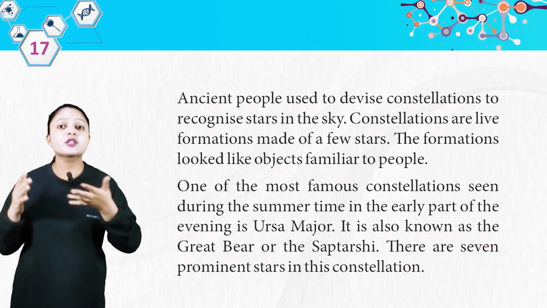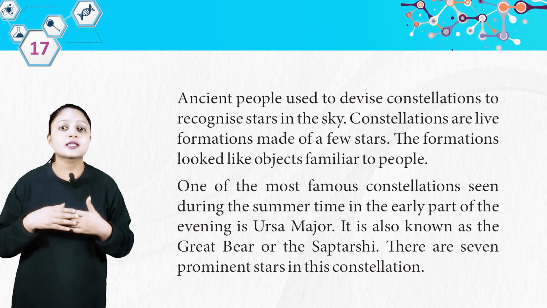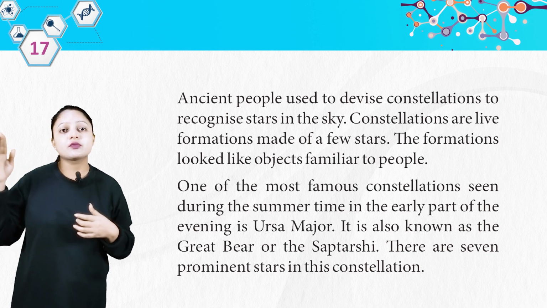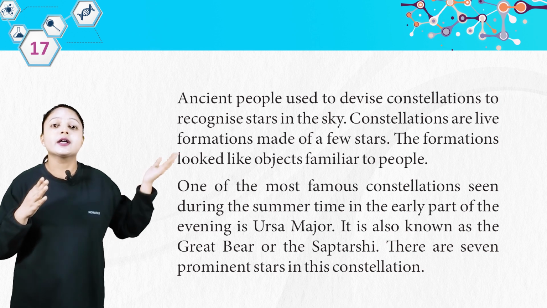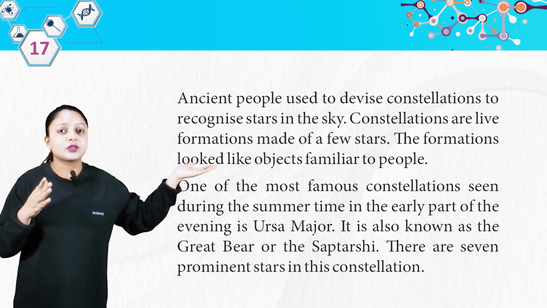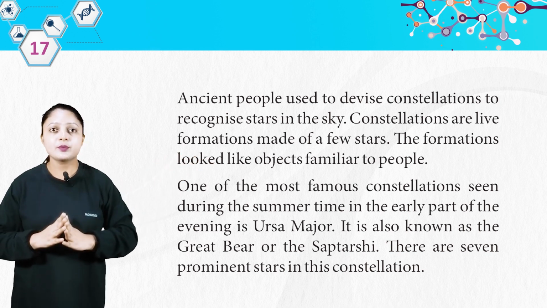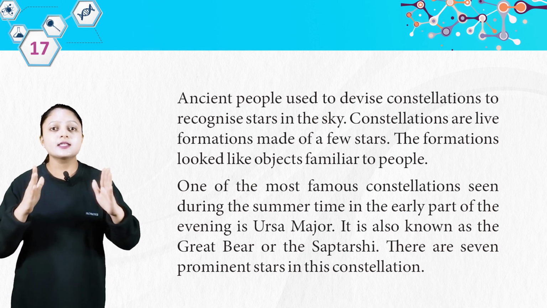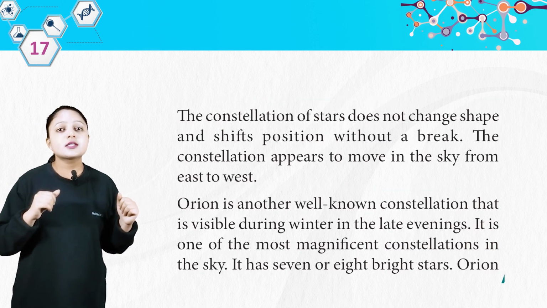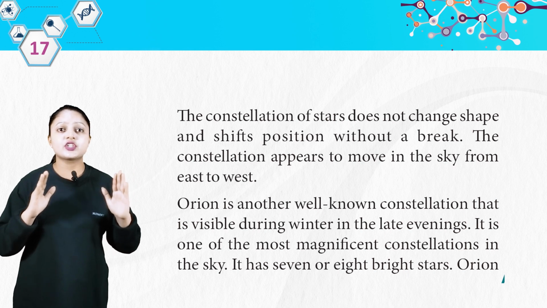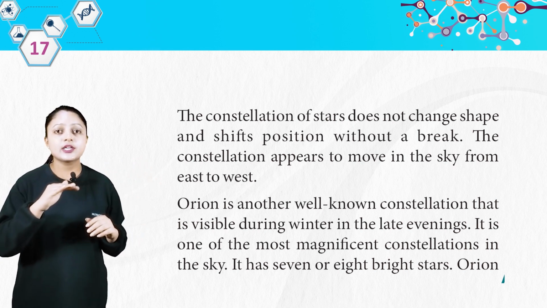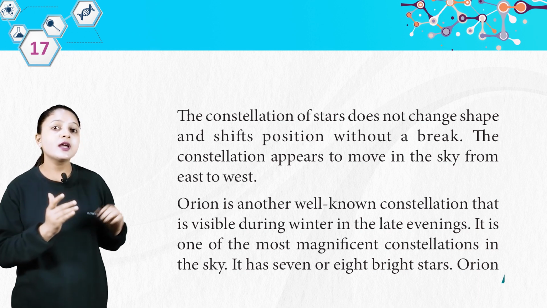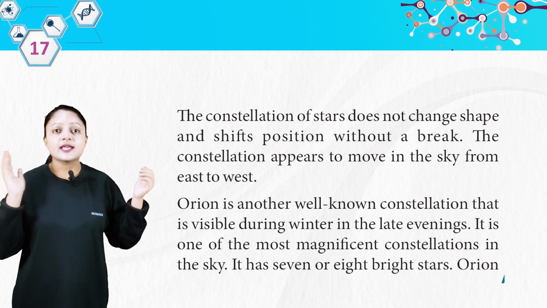One of the most famous constellations seen during the summer time in the early part of the evening is Ursa Major. It is also known as the Great Bear or Saptarishi. There are 7 prominent stars in this constellation. The constellation of stars does not change shape and shifts position without a break. The constellation appears to move in the sky from east to west.